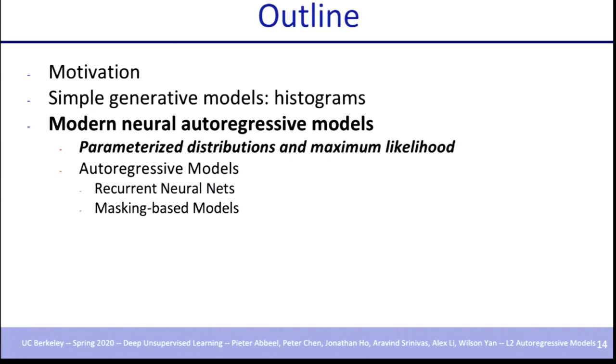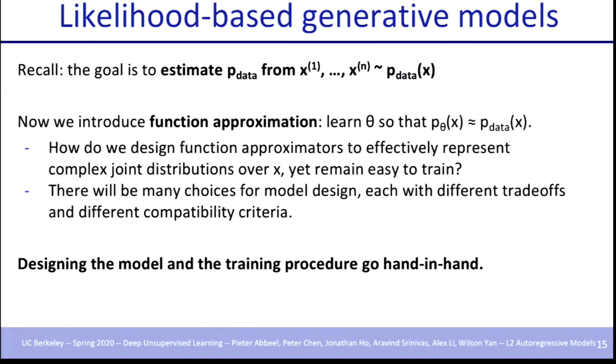So we're going to parameterize our models. Our data will still come from the data distribution, and we'll introduce function approximation. So instead of having a histogram, we'll have some model p theta of x, where theta are our parameters that we're trying to figure out. And we want to get as close as possible to the data distribution.